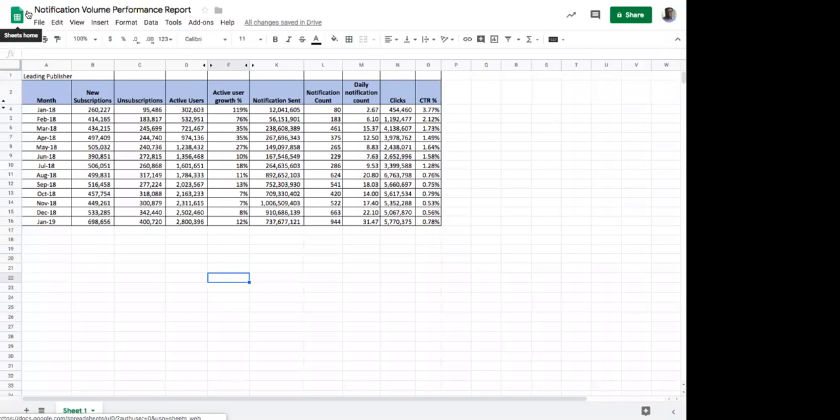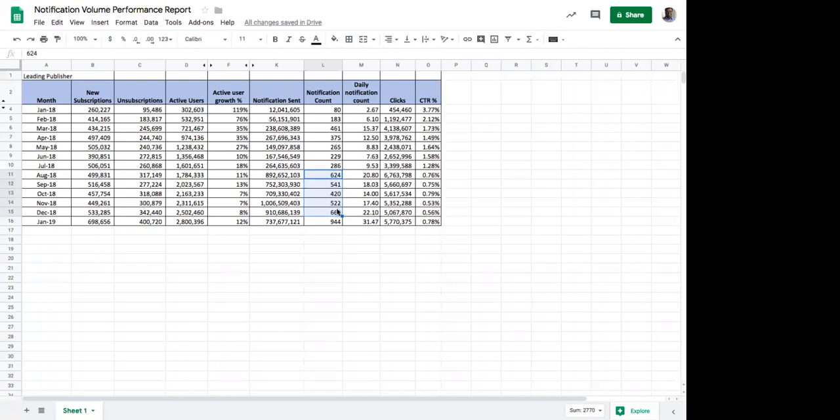What I wanted to show you is the trend from August to January. If you look at the notification volume, that has been between 500 and 600 in this period. And by the way, at this time, the audience for this notification was pretty much the entire user base. There was no segmentation done whatsoever.